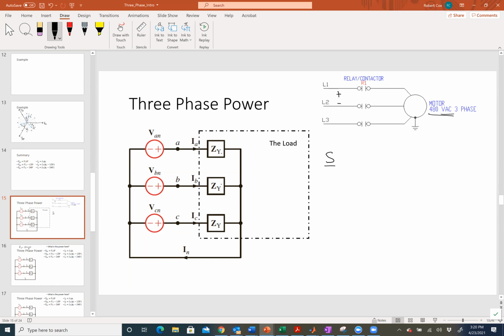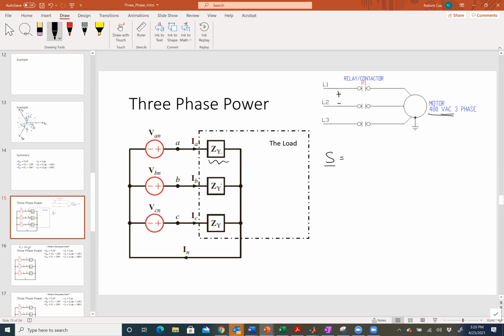So what would be the power in each individual phase then? How would I compute that? If I wanted to figure out the power in this one right here, what would it be? Well, I could do a couple of different ways, but if I have VAN and IA, how would I do it?